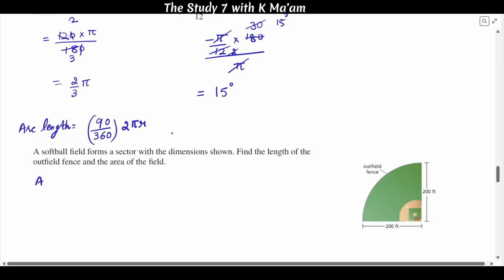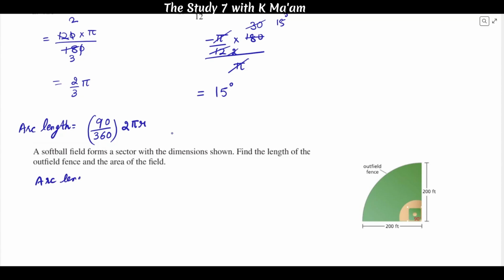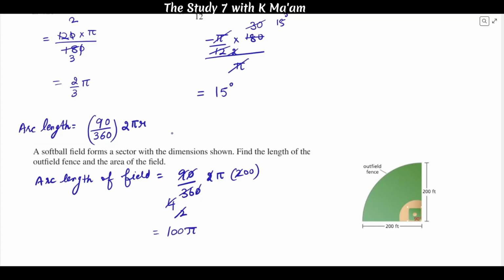Let's find the arc length of the field. Angle is 90 degree over 360. 2 as it is, pi as it is, r. R is the radius. So radius is 200. 0 and 0 cancel. 9 4s are 36. 2 2s are 4. 2 and 2 cancel. So we are left with 100 pi. 100 pi feet. So this is your answer for the softball field.